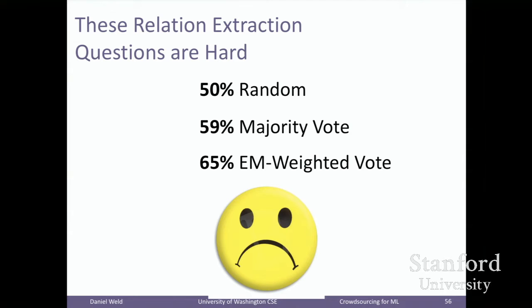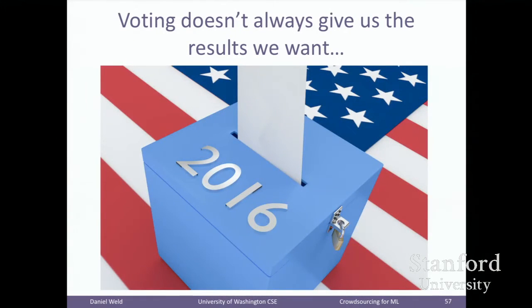These problems are hard, as I said. Random, on a binary question, would get 50% right. Using majority vote, you get 59% right. Using expectation maximization, weighted majority vote, you get 65% right. That's pathetic, right? I mean, it's really, really bad results. So the question is, can we do better? And hopefully argumentation is going to let us do better.